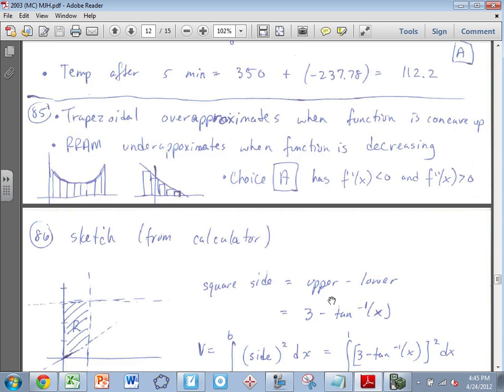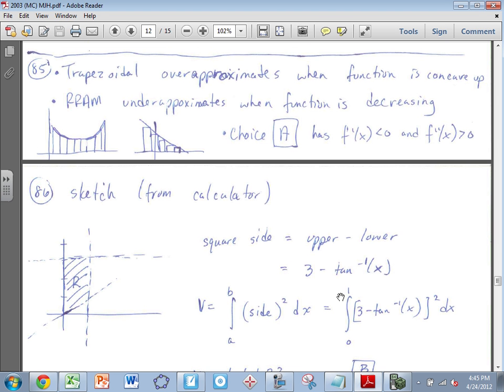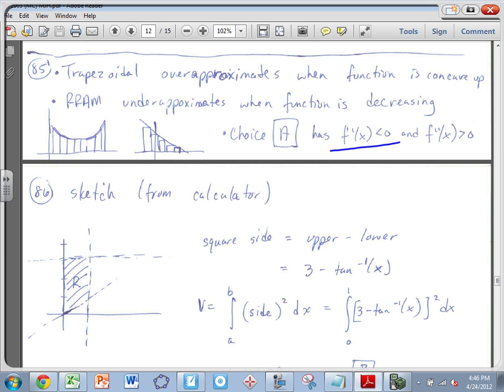Right. And that's what I did, by the way, guys. Take a look. Trapezoidal over approximates when the function is concave up. RRAM under approximates when the function is decreasing. And that's what I gave the example of. Any concave up function, these are all over approximations. Any decreasing function, these are all under. So which one happens to have the function decreasing and concave up? It's only choice A. Do you see how I write that down? For my solution, increasing function is here, decreasing function is here, concave up is here. That's those two things right there. All right, next one.